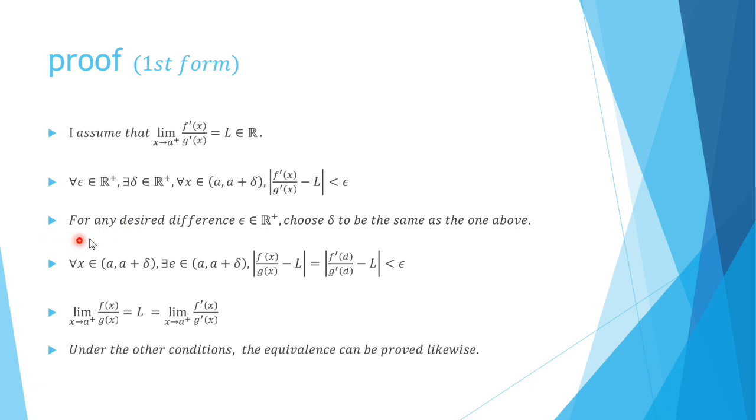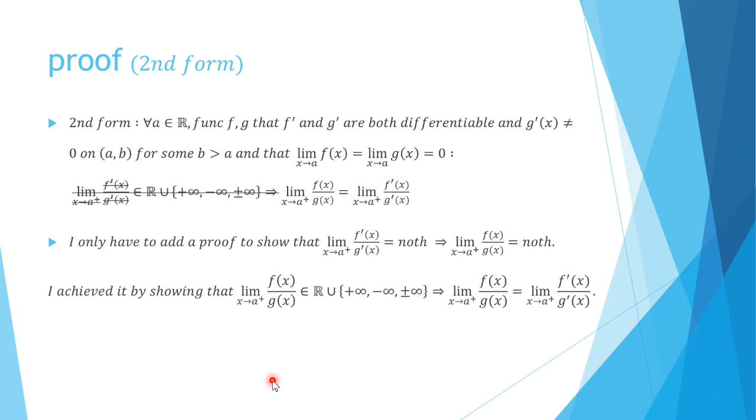And for any epsilon, I can find a delta such that for all x in this open interval satisfies the following property. Then I get that the limit of f over g is also the real number L, and the equivalence of the two limits under the assumption is proved. Under the other conditions, the equivalence can be proved likewise.